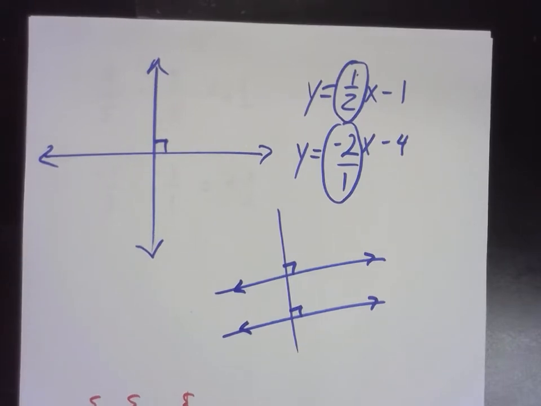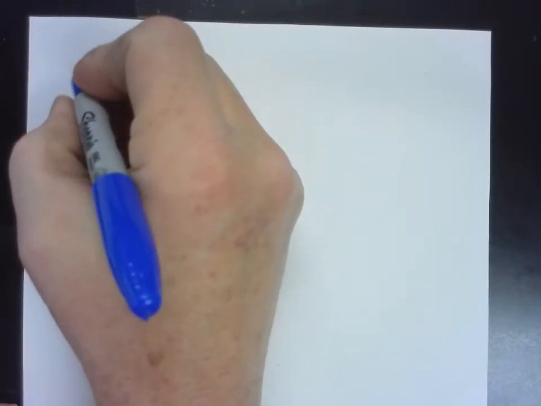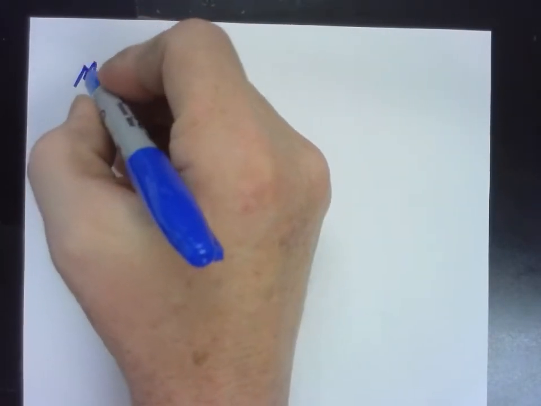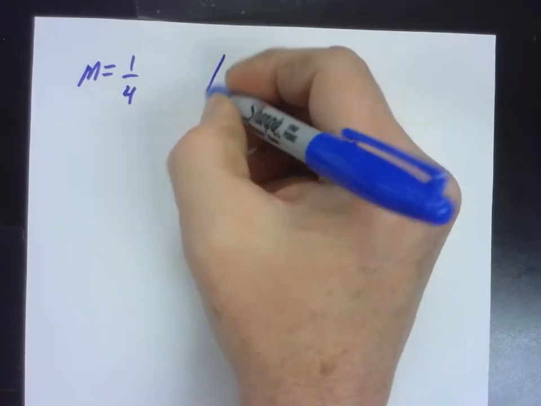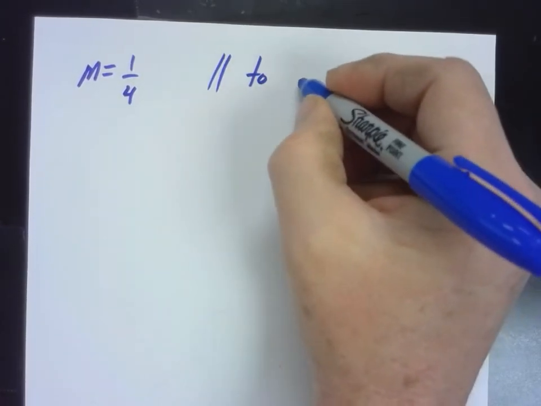Okay, writing the equation of parallel lines. So you're going to be given a problem something like this. I want a line to have this slope, and I want it to be parallel to this line.